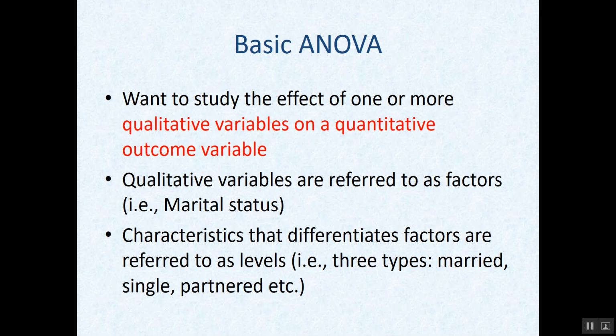So the characteristics that differentiate factors are referred to as levels. So for example, for marital status, there are 3 levels, which are married, single, and partnered. Or maybe you have 4 levels: married, single, partnered, and engaged, or something like that. Okay.